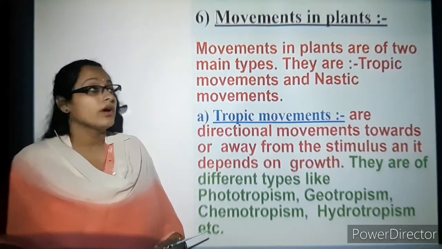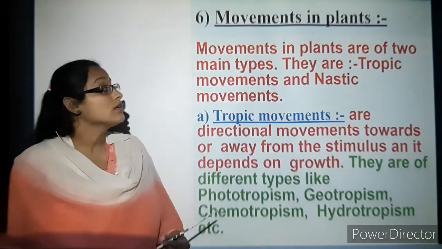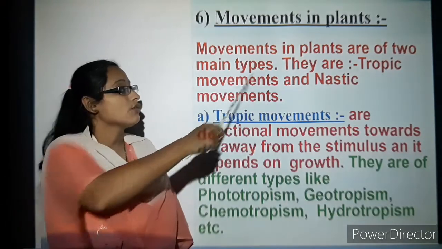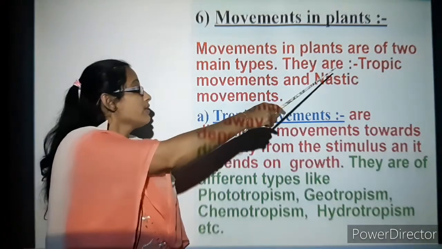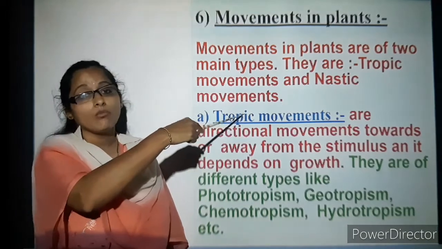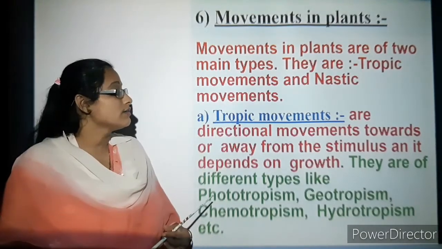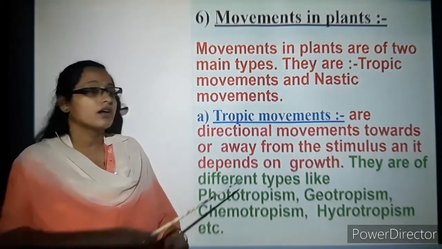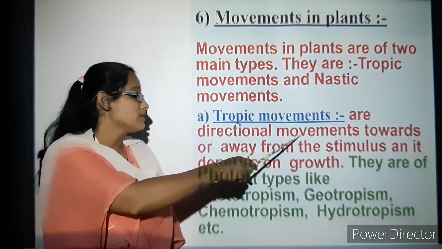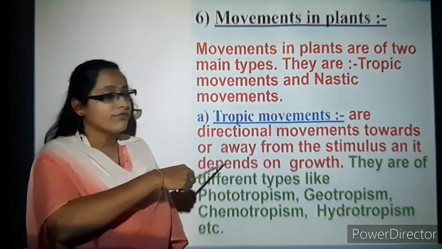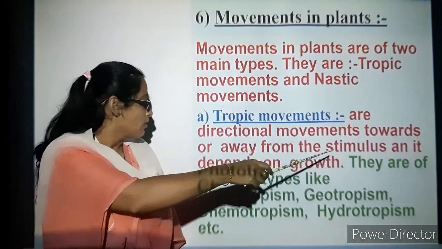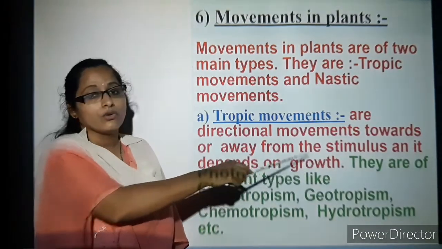So we'll know about movements in plants. Movements in plants are of 2 types. They are tropic movements and nastic movements. So let's understand tropic movements. They are directional movements towards or away from the stimulus, or it depends on the growth.